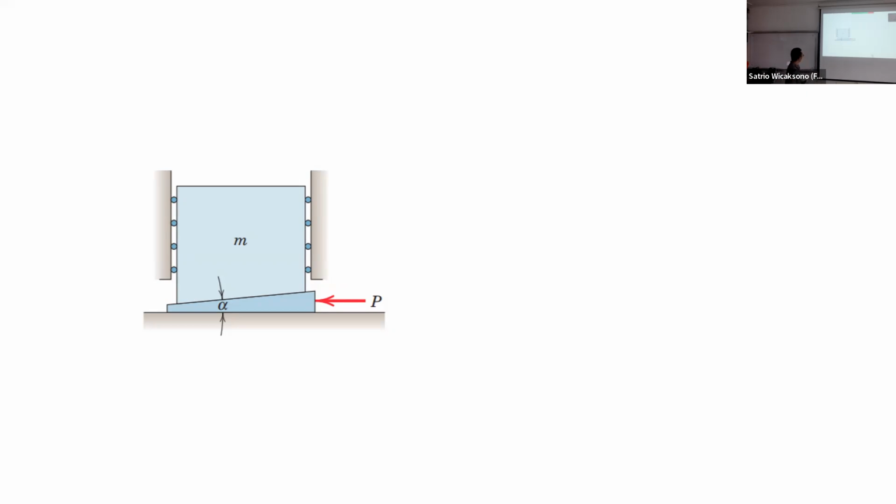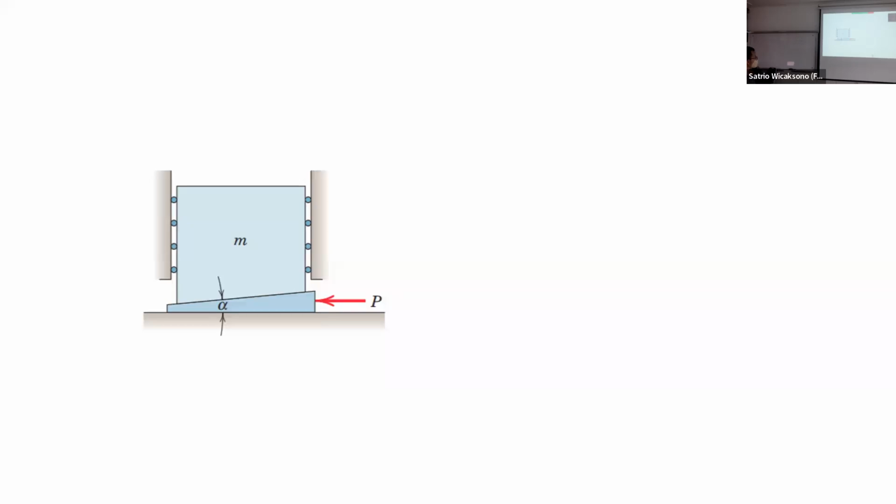Why we talk about wedge is because the way it works depends only on friction. The coefficient of friction on this surface, the coefficient of friction on this surface, and this particular angle, those are the things that will affect how a wedge works.